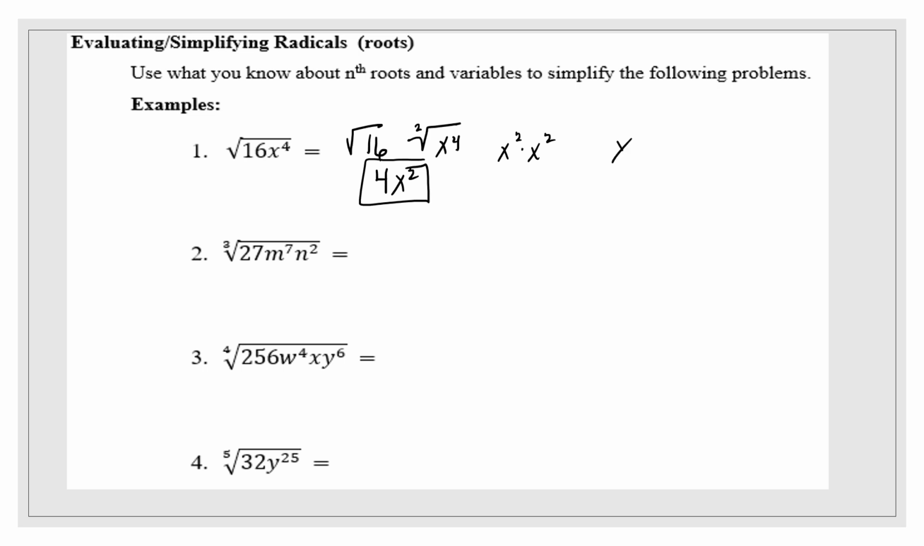Again, you can always take x to the 4th divided by that root or that index, and it will simplify to give you what reduces out.